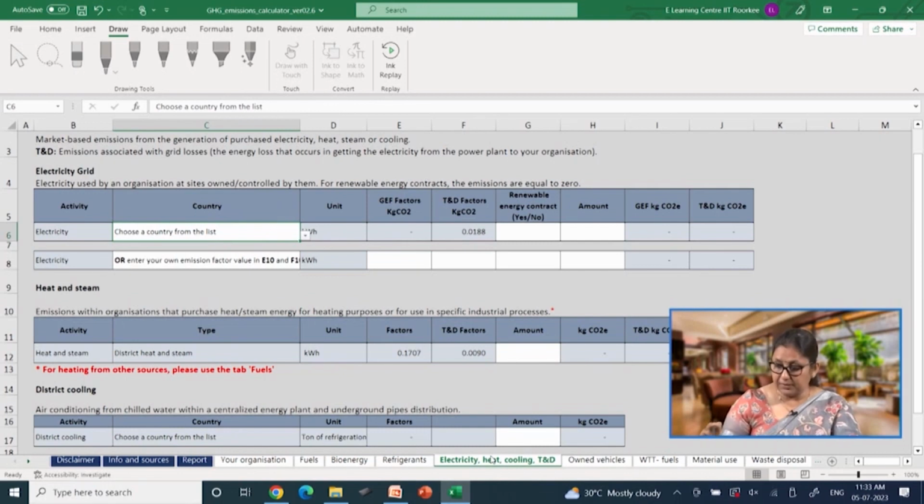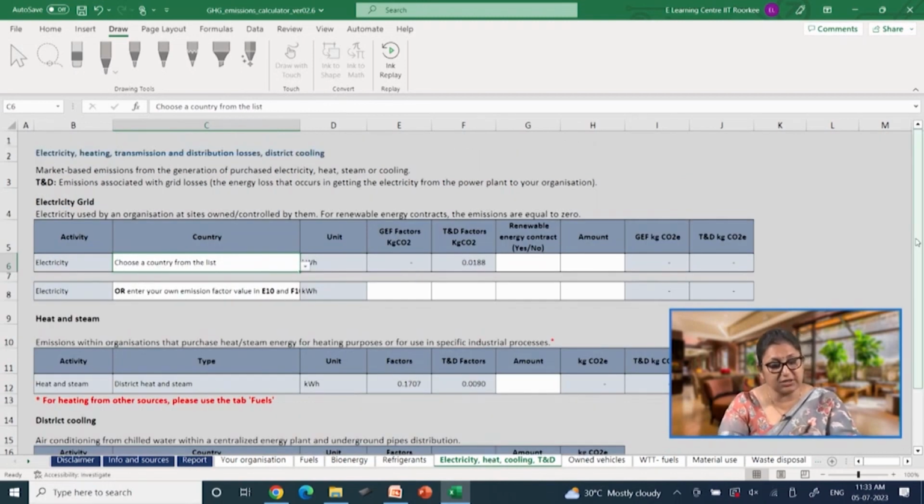Then we have the electricity, heating, transmission and distribution losses and district cooling. Now, if you remember clearly, this data will help us in calculating the scope 2 emissions. So, what we were doing here for refrigerant, for bioenergy and for fuels, these three were the direct emissions, and we were talking about stationary combustion, fugitive emissions, and process emissions. Now, here in this particular sheet, the industry emissions, we have not talked about the industry process emissions so far, but the other two types of emissions are already covered.